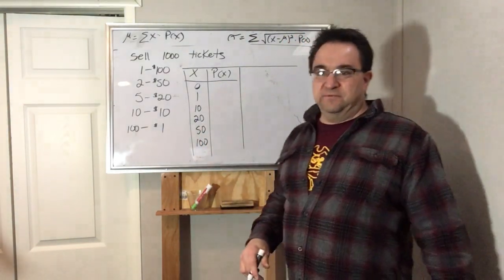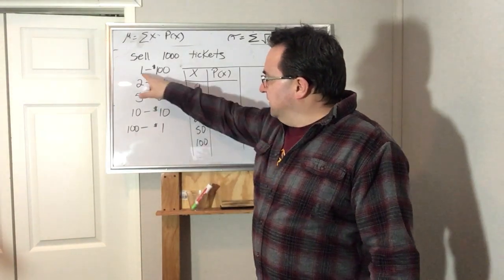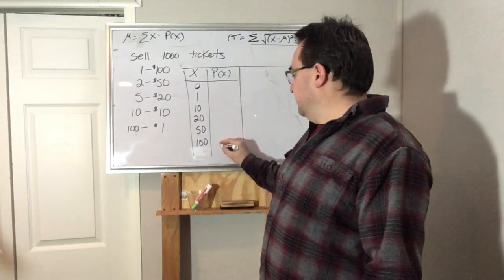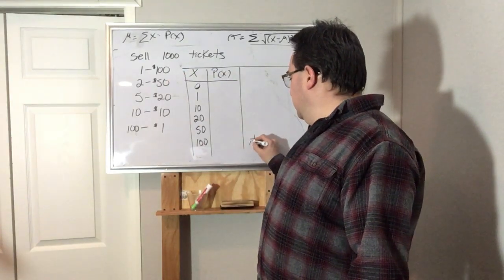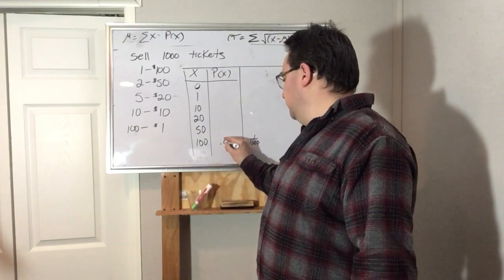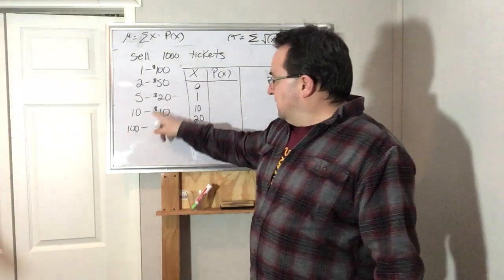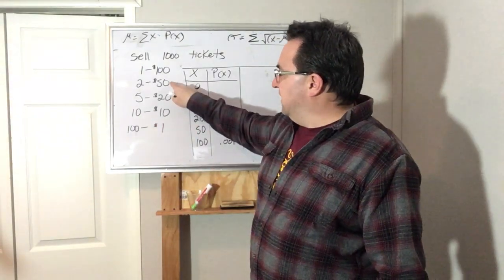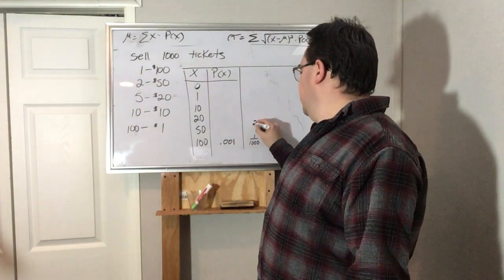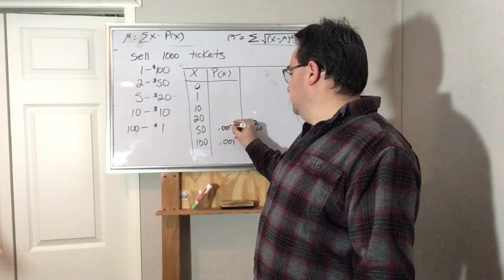Well, what are the associated probabilities? One ticket wins $100 out of 1,000. Well, that would be my probability. 1 out of 1,000, and that gives me 0.001. What's the probability of winning $50? 2 possibilities out of 1,000. So 2 out of 1,000, which should be 0.002.